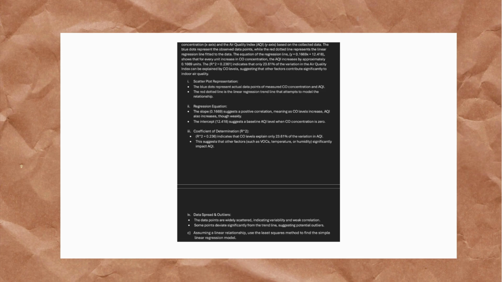And then for the coefficient of determination, R squared is 0.236, which is 23.61% of the variation, suggesting other factors such as temperature and humidity have an equal impact.